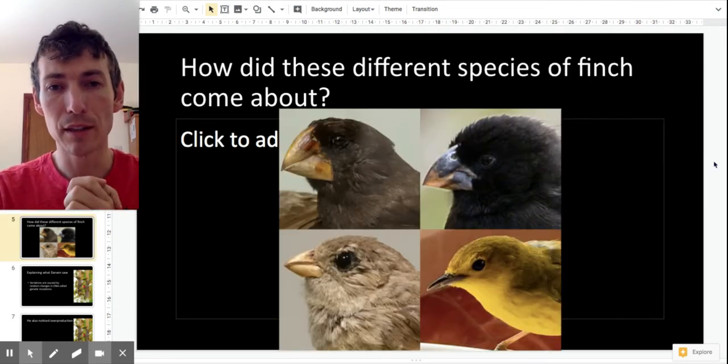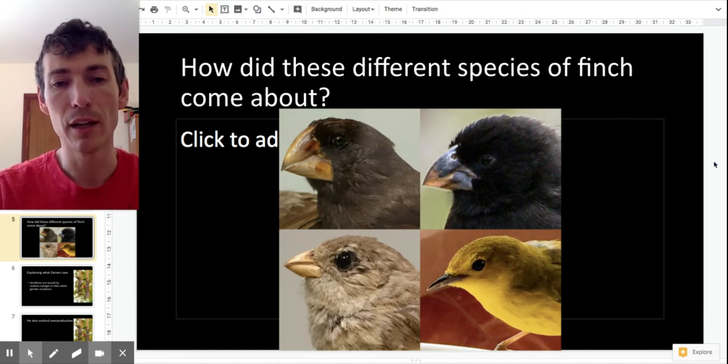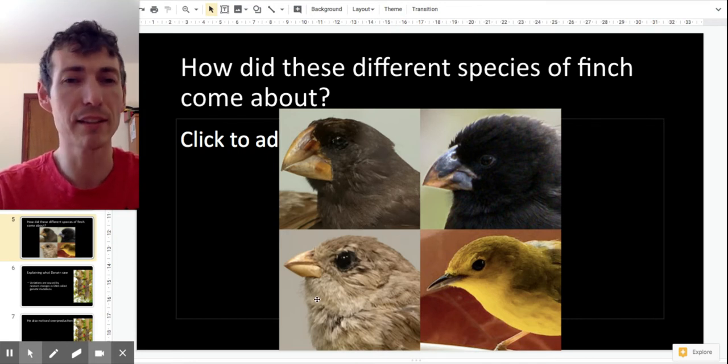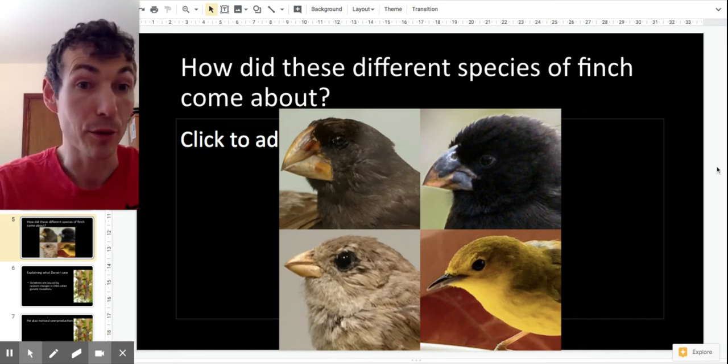Now, Darwin went to the Galapagos Islands and he studied finches in particular. And he noticed that there were different types of finches, different species of finches. And he noticed that they had different shaped beaks and different things like that. So, again, his question was, how did these species come about?